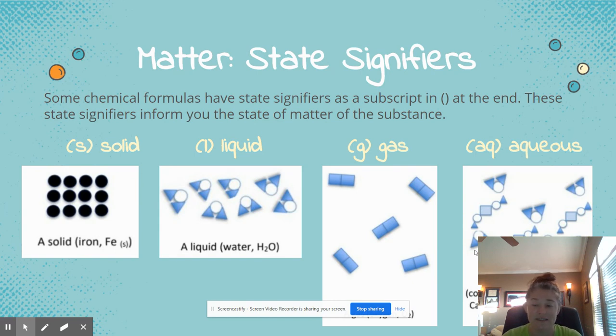An aqueous sample is in parentheses (aq), so if you have calcium hydroxide, like I do in this example, that means that the calcium hydroxide formula unit is mixed in with water. And so whenever I see (aq), that means I know I have water molecules and whatever the formula unit or the other molecule is mixed together. So whenever I see (aq), I have to think to myself, water is in that solution.